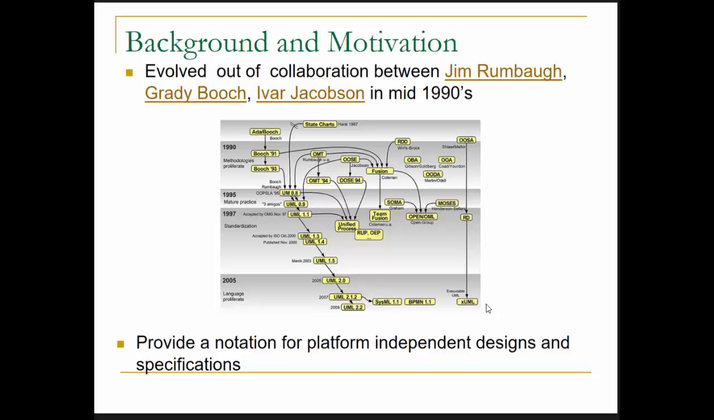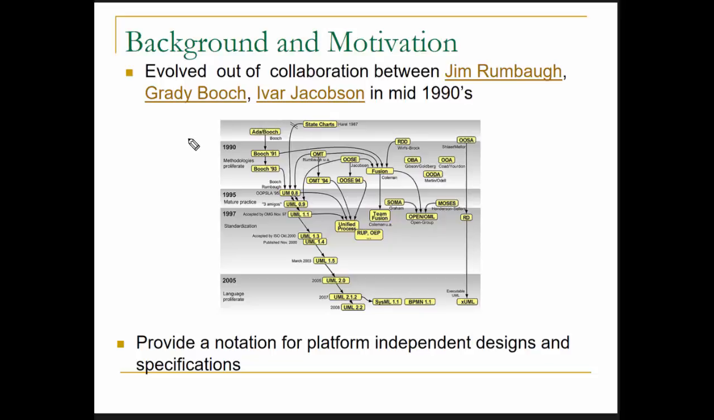The UML, the Unified Modeling Language, has very much been an evolutionary process, and it's a notation for modeling software. But where did it come from? You can see this busy chart here. It came out of a collaboration between the so-called three amigos, Jim Rumbaugh, Grady Booch, and Ivar Jakobsen. That collaboration took place in the mid-90s. And yet people really did call these guys the three amigos.